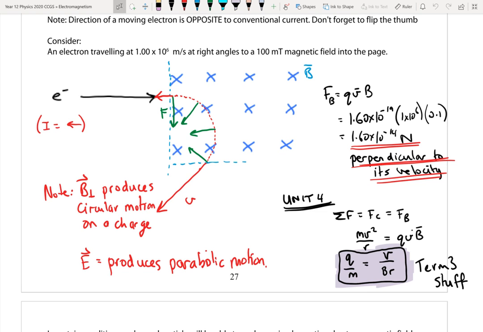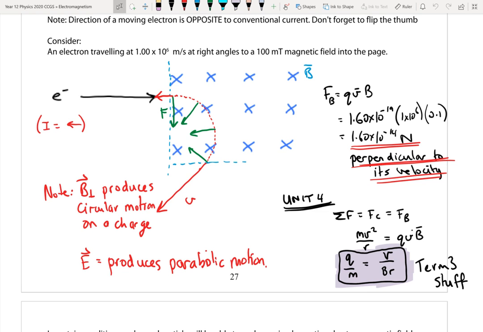This force is at right angles to its motion, so it doesn't do any work. If it had a little component in the direction of motion, it would gain energy. If it had a little component backwards, it would lose energy. But it is at right angles, so it doesn't change the speed. The kinetic energy does not change, but the direction is constantly changing, and that's what circular motion is. You've got a constantly changing velocity with a constant speed.